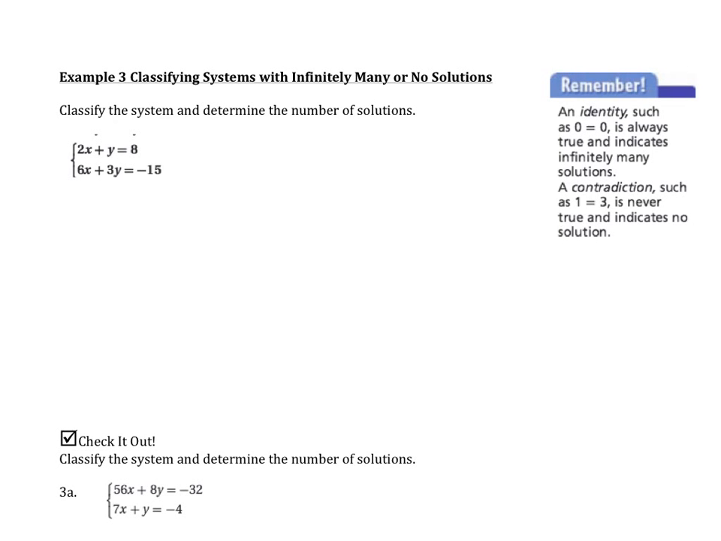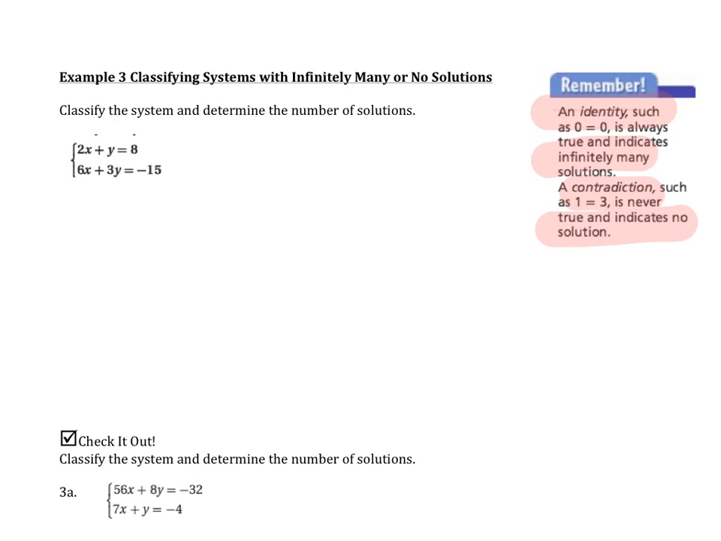So we're going to classify a system and determine the number of solutions. So let's highlight over here. If we get an identity, it indicates infinitely many solutions. A contradiction indicates no solution.